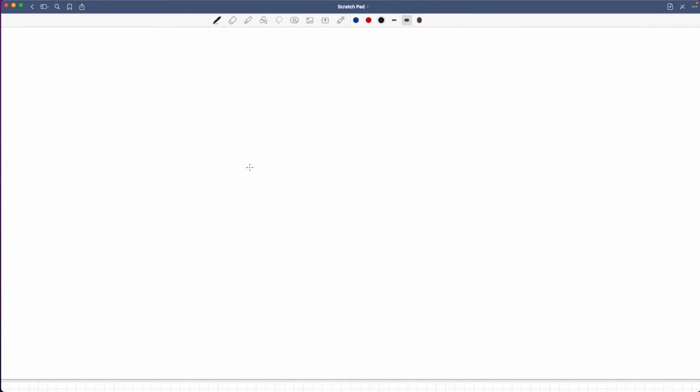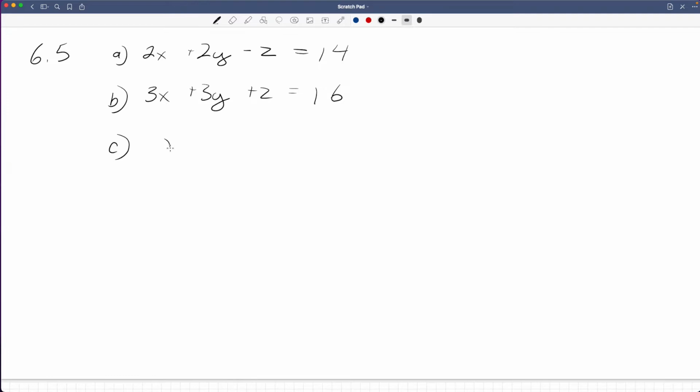Let's talk about systems of 3 linear equations. So sometimes we have sets of 3, and those can be solved by using either the substitution or the elimination, and sometimes both, right? So here is example 6.5. We have A is going to be 2x plus 2y minus z is equal to 14. B, 3x plus 3y plus z is equal to 16. And our third one is x minus 2y is equal to 0.